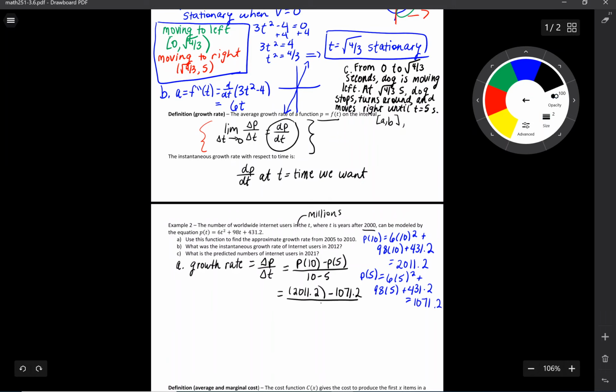Over 10 minus 5, which is 5. And if I do the math here, this is 188. My units here is million, since I'm working in millions. And my y value was telling us users. My x value was telling us year, so this is 188 million users per year. So this is, on average, how our function p of t changed between 2005 and 2010.